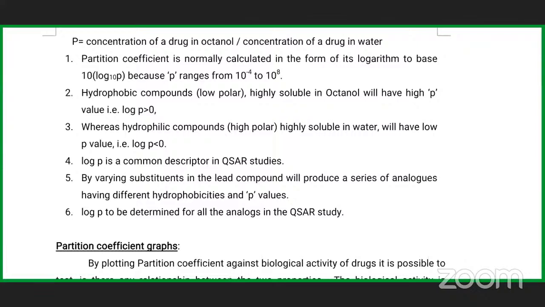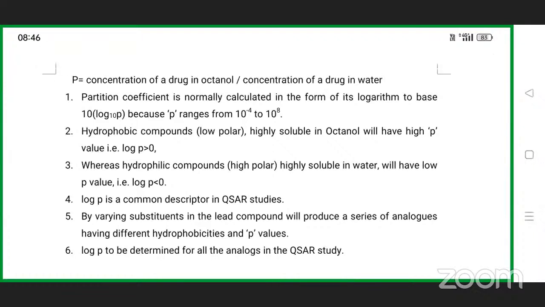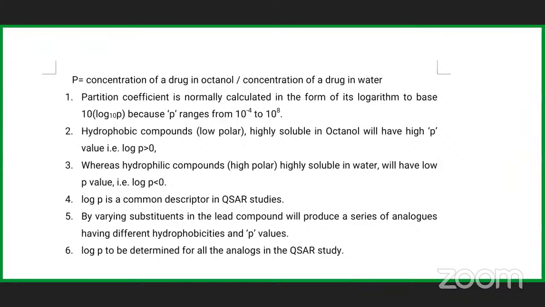For example, if the drug compound is highly soluble in octanol and you want to lower that octanol solubility, you introduce some polar groups on the particular drug compound. Then the octanol solubility will decrease and the water solubility will increase.